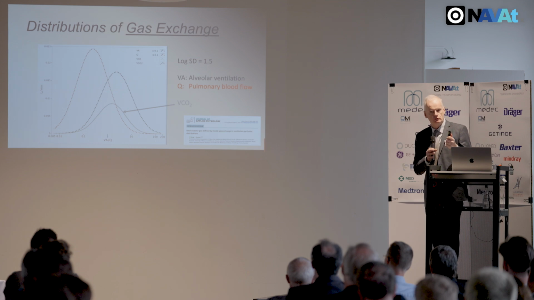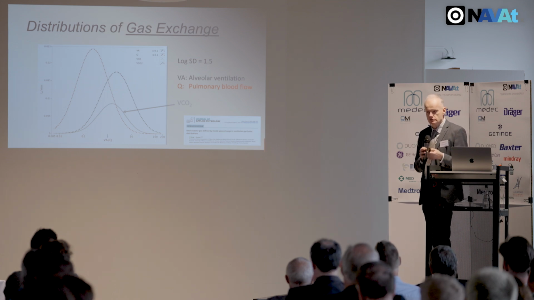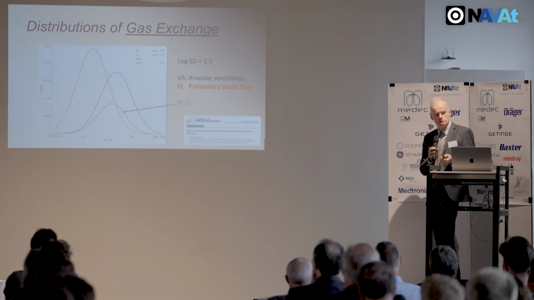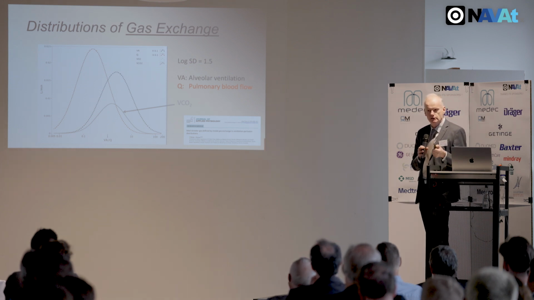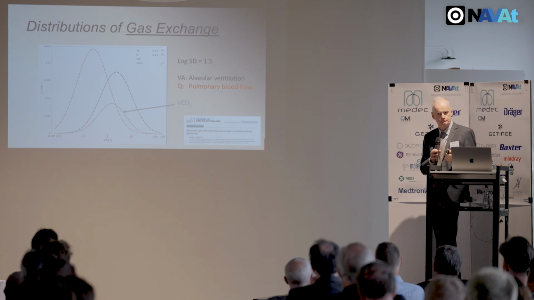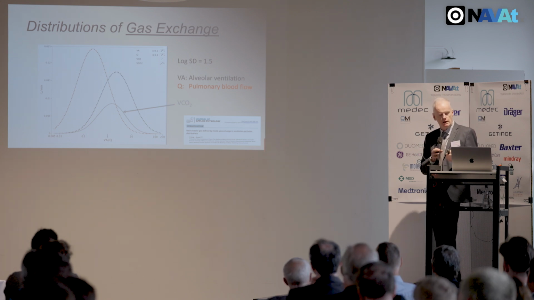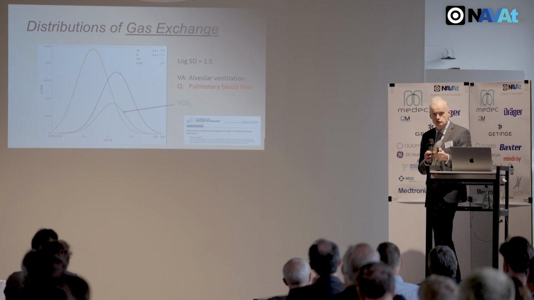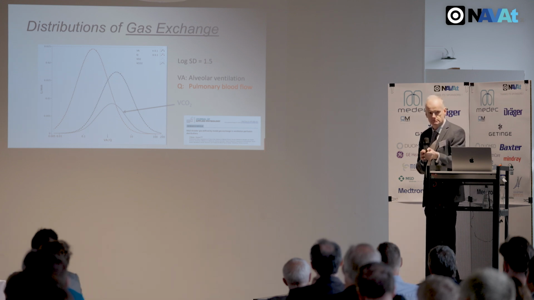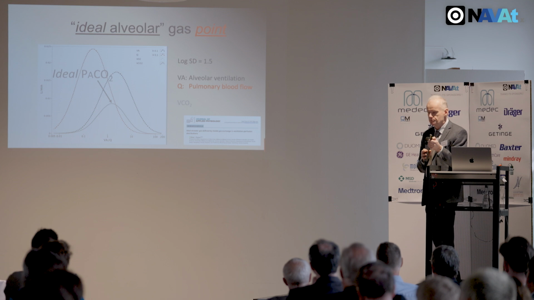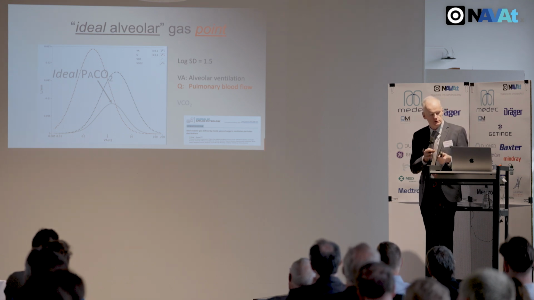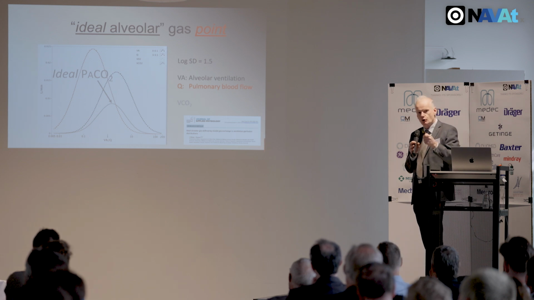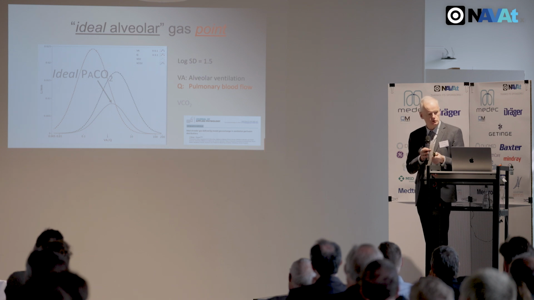But I can offer you, when we consider these realistic, physiological distributions of ventilation and blood flow, a better concept of ideal alveolar gas than this mythical box in the middle of these three boxes. I put to you that a rational definition of ideal alveolar gas lies at this point here. So when you plot the distribution of CO2 elimination in this lung, the point at the top of this curve is a rational definition of ideal alveolar gas for CO2.